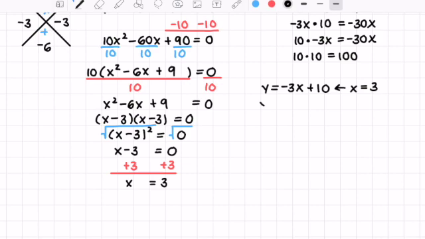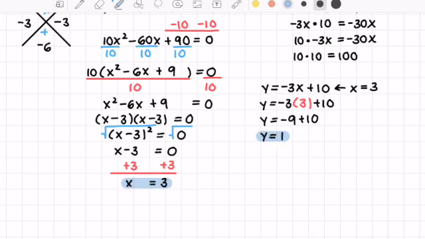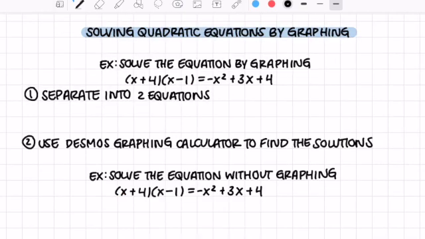So when I do that, I'm left with y equaling negative 3 times positive 3 plus 10, and y equals negative 9 plus 10, which is just y equaling 1. So that would be our y value. This is our x value. So when I write my solution, we only have one solution. And that one solution is going to be (3, 1). Done.